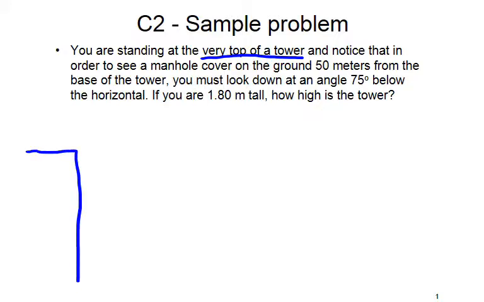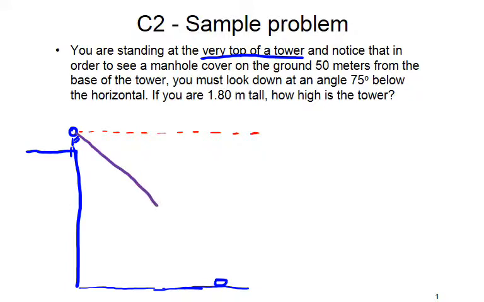So let's go ahead and draw the situation. We have our tower, we're standing up here, and we have a manhole cover down here, and we're looking 75 degrees below the horizontal. So this is the horizontal. Say we're looking below the horizontal down here, and this angle is 75 degrees, and we know this length is 50 meters down here, and we want to figure out how tall the tower is, and we are 1.8 meters tall. So go ahead and pause the clip, see if you can figure out how tall the tower is, and when you're ready to resume, you can hit play.